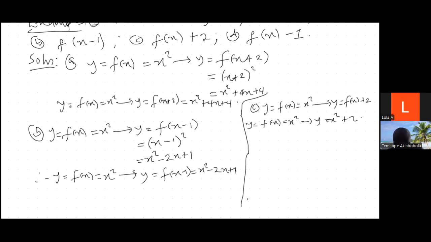Then D, y equals x squared to be transformed to y equals f of x minus 1. So in that context, just replace f of x here with x squared. y equals x squared minus 1. We have written the transformation equation.